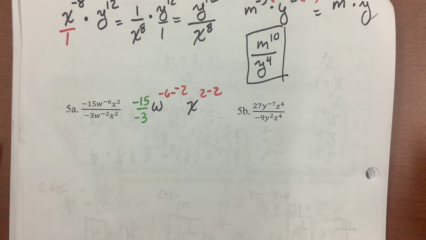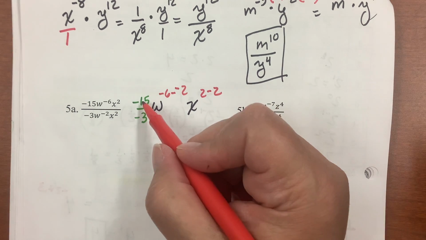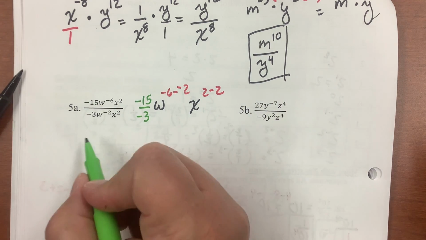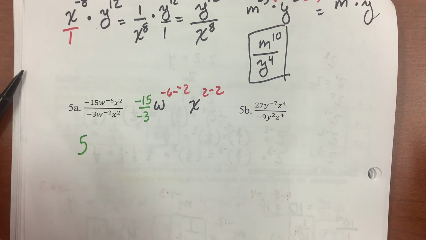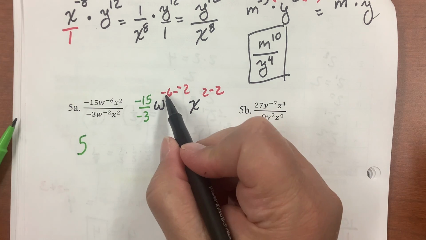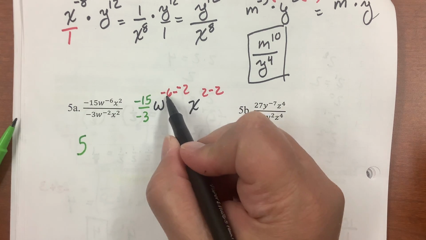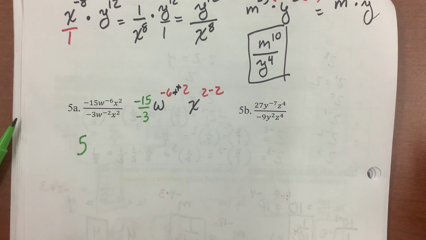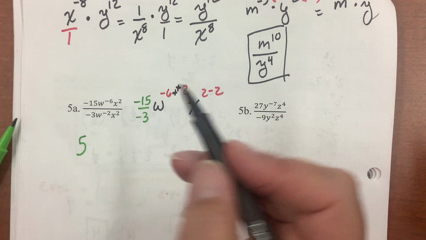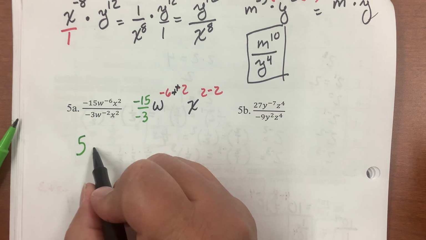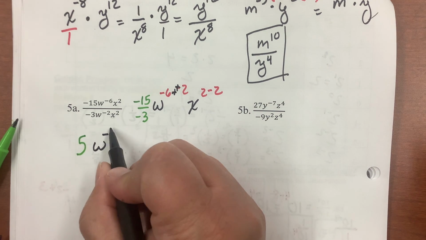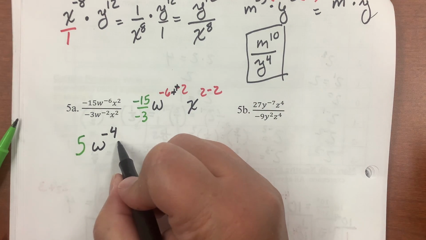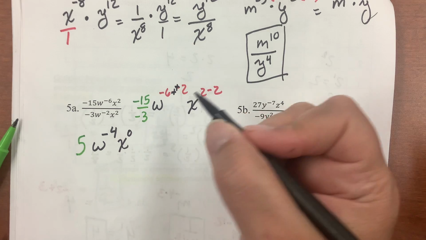Oh, golly, this is going to be a lot, isn't it? Negative divided by negative is positive 5. So my coefficient, positive 5. Negative 6 minus negative 2. Keep, change. So negative 6 plus 2. Different signs, subtract, keep the sign. So it's going to be w to the negative 4th power. 2 minus 2, x to the 0 power.